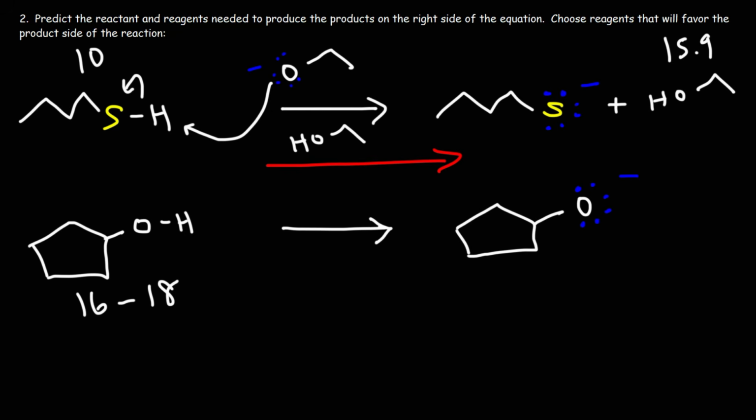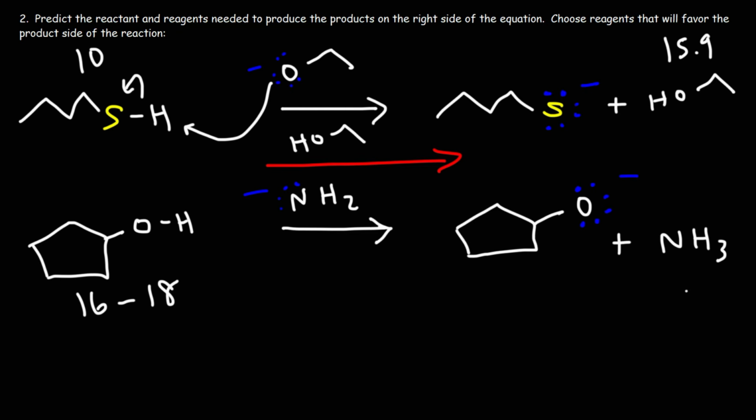Now for cyclohexanol, we don't want to use ethoxide because 15.9 is not larger than 16 to 18. So we need to use something stronger. Now we could use NH2- based on the options that we have. And this is definitely strong enough to remove an H from an oxygen.